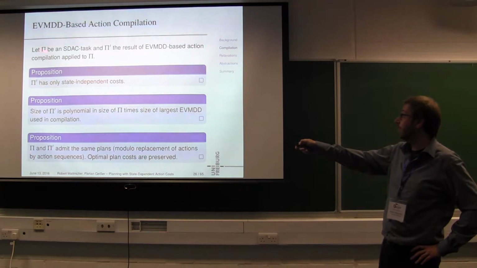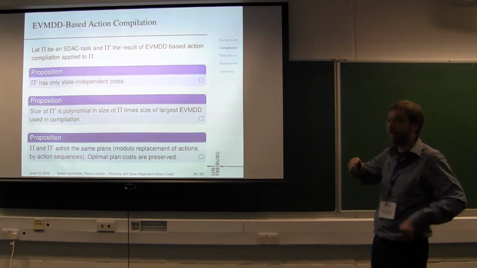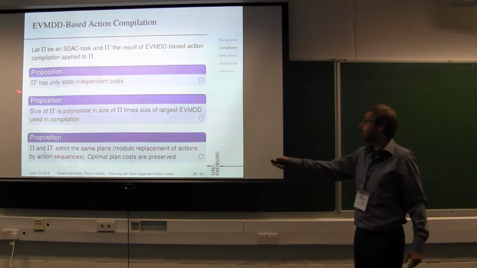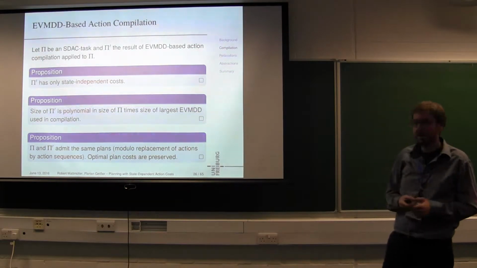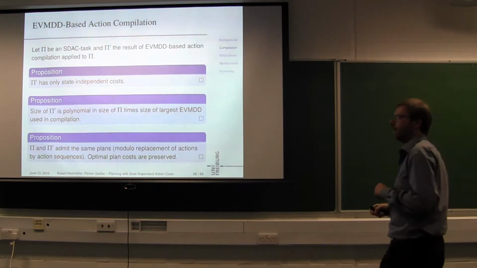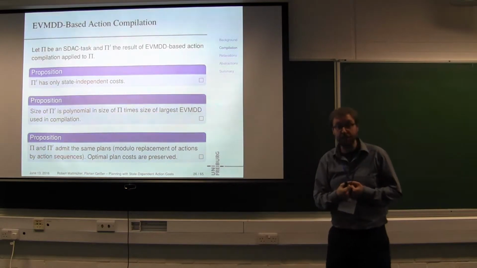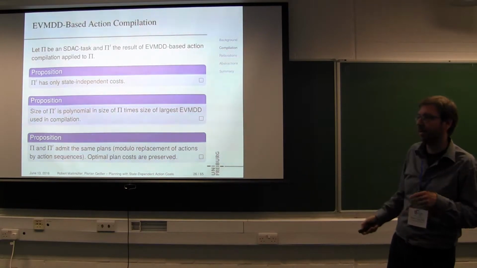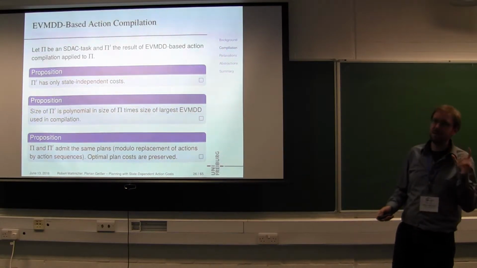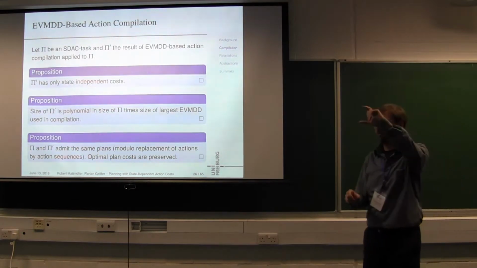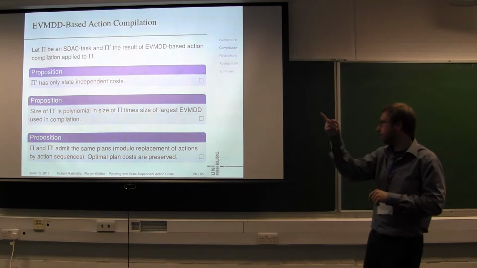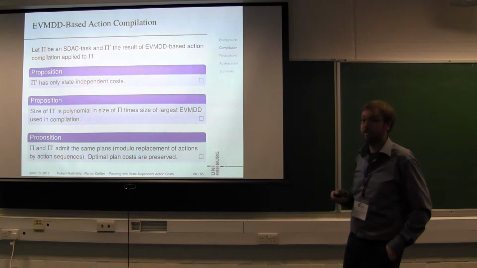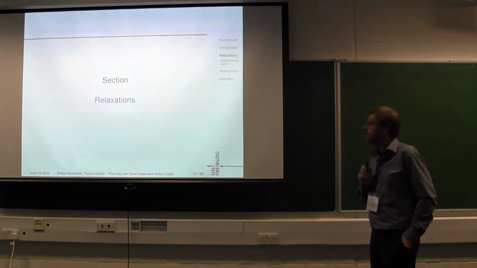If pi is the original task with state-dependent costs, and pi prime is the result of this compilation, the resulting task is, of course, only state-independent costs. The compilation is polynomial in the size of the original task times the size of the largest MDD used in this compilation, and most importantly, the original task and the compiled task are equivalent, at least in the sense that they admit the same plans up to replacement of single actions in the original plan with corresponding action sequences in the plan for the compilation. And optimal plan costs are also preserved. So far, so good.